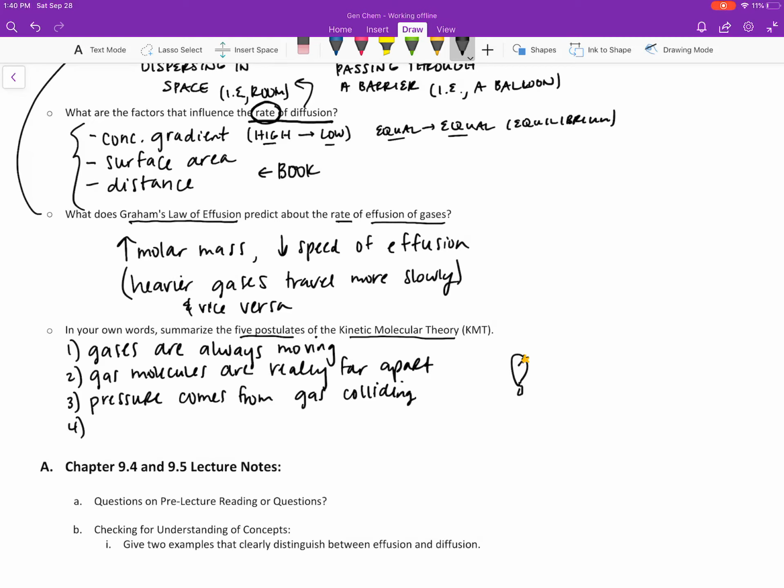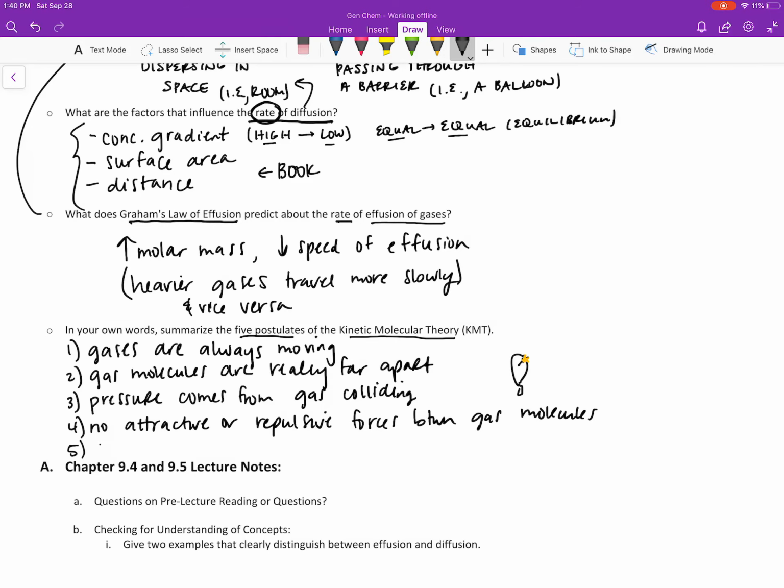The fourth postulate, my takeaway was that there are no attractive or repulsive forces between these gas molecules. Okay, so in theory, no attractive or repulsive forces between gases.